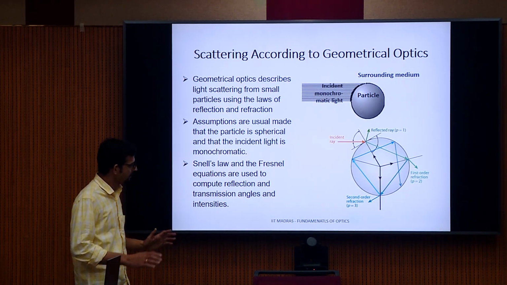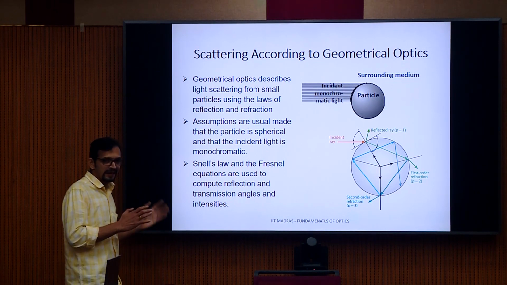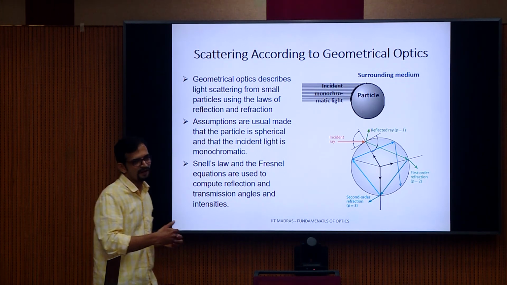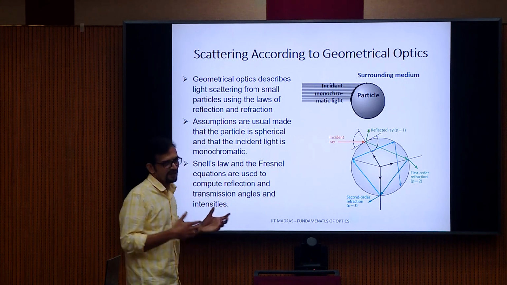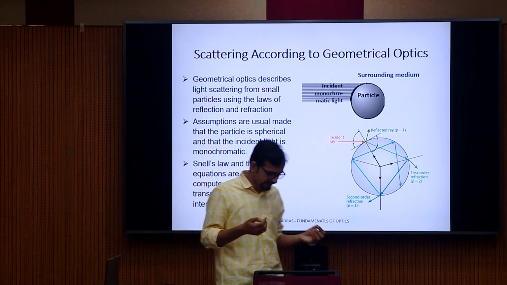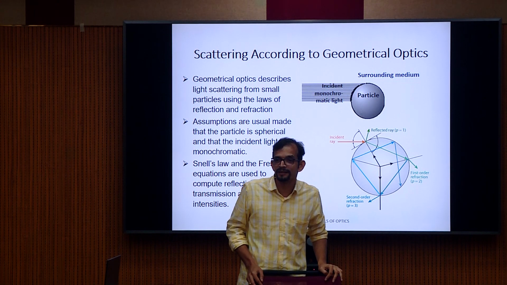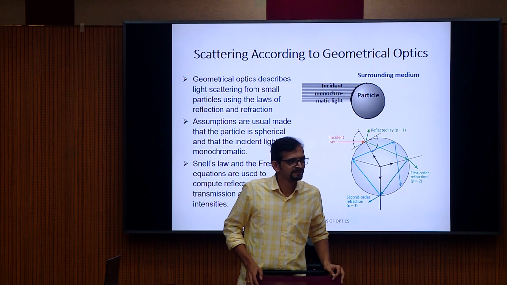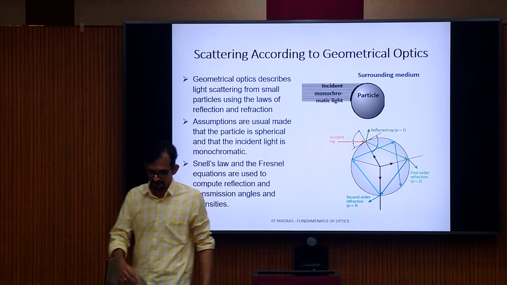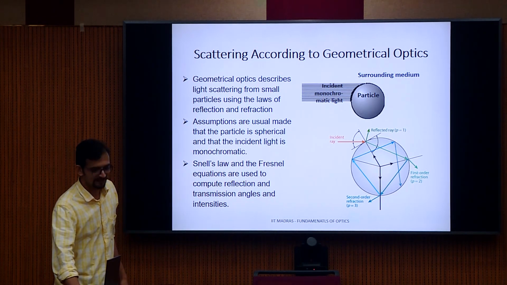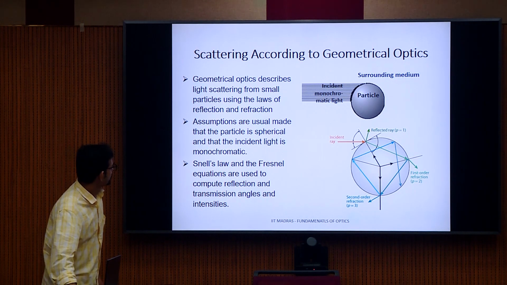And the final part, just starting, is scattering, to have the continuity. So we are all familiar with scattering. Every day we see scattering, right? Sky. You see it, right?